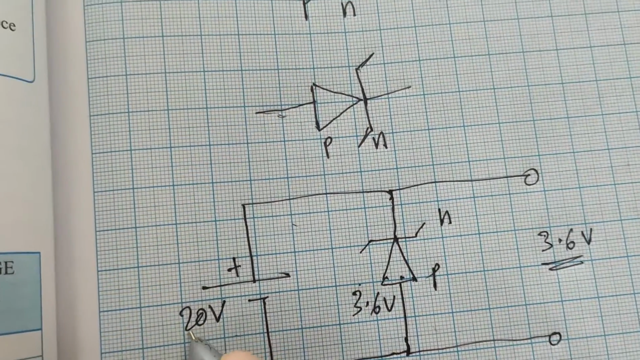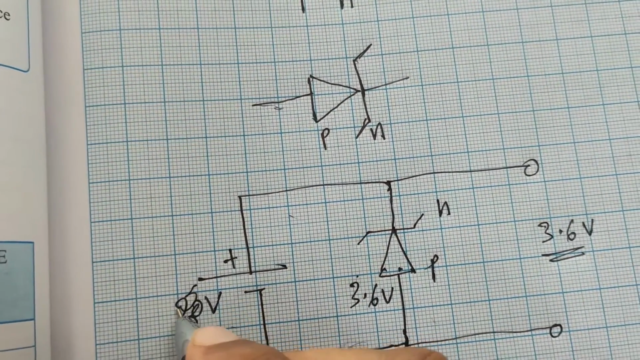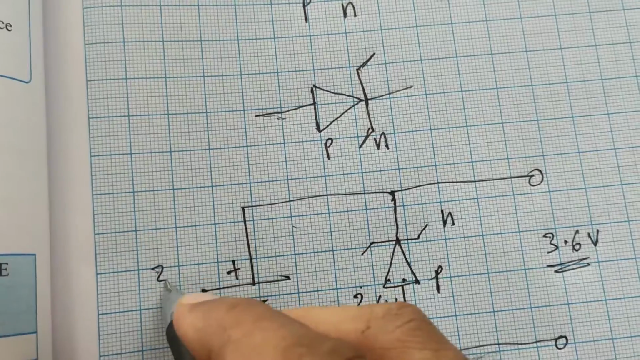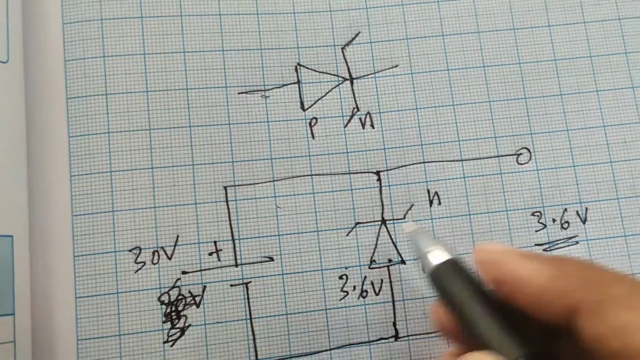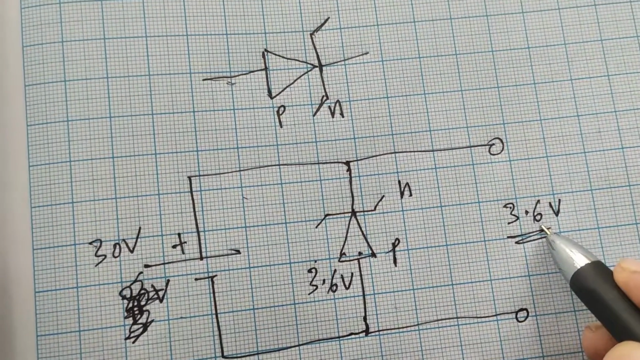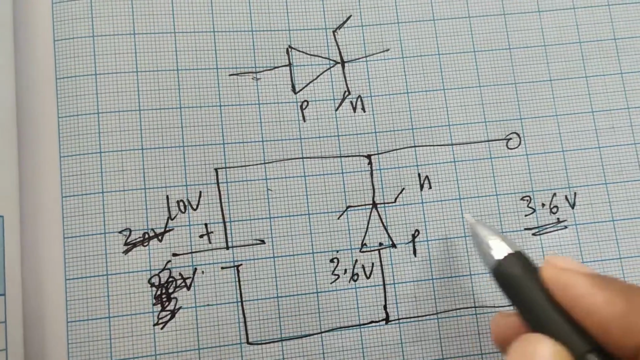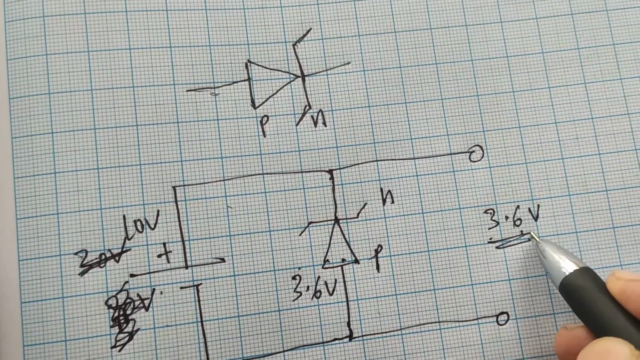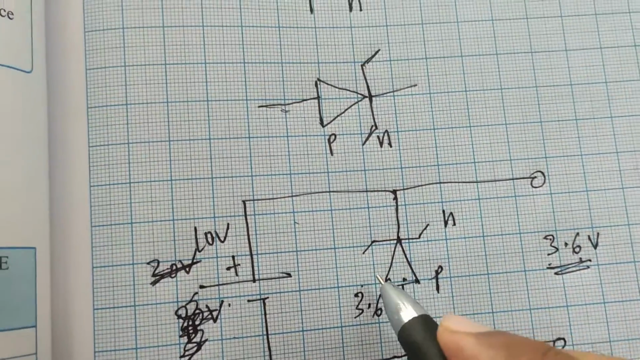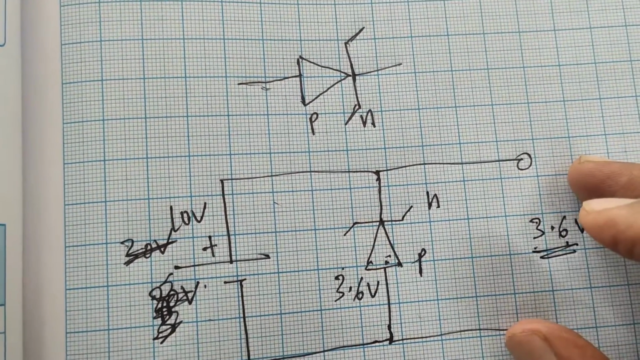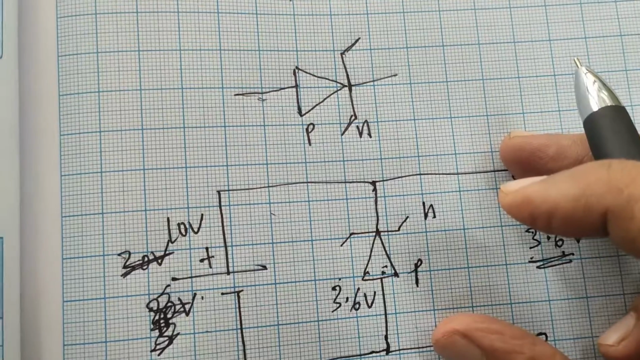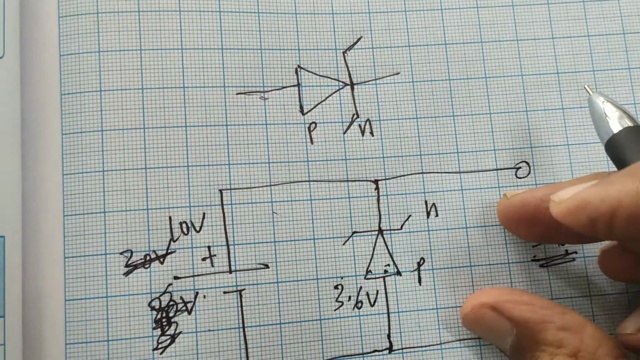Even if battery is of 30 volt, then too the voltage here will remain 3.6 volt. If voltage here is of 10 volt, then too the voltage here will remain 3.6 volt. That means this Zener will stabilize voltage, will make voltage constant at a given value.